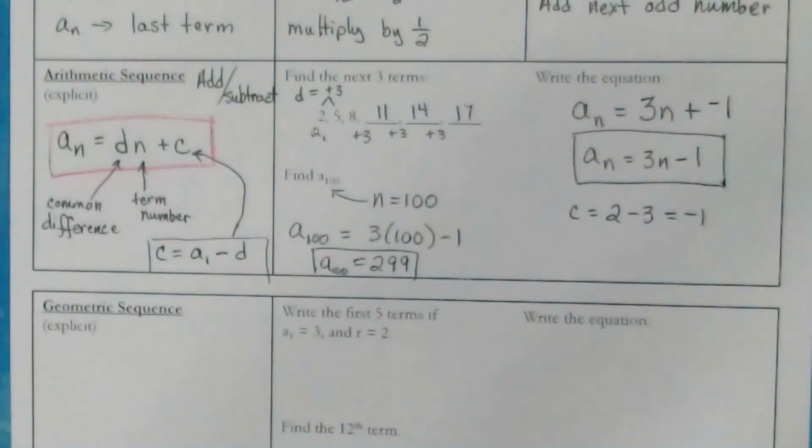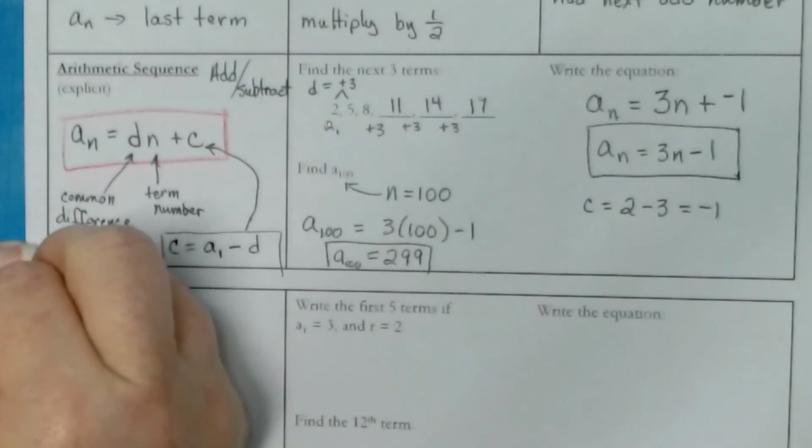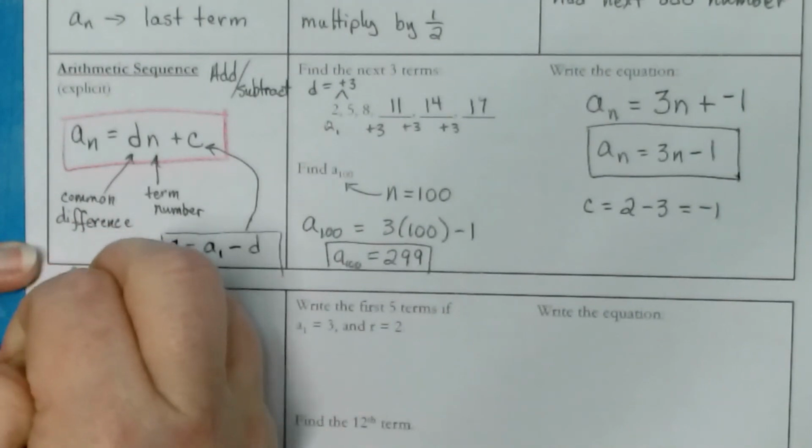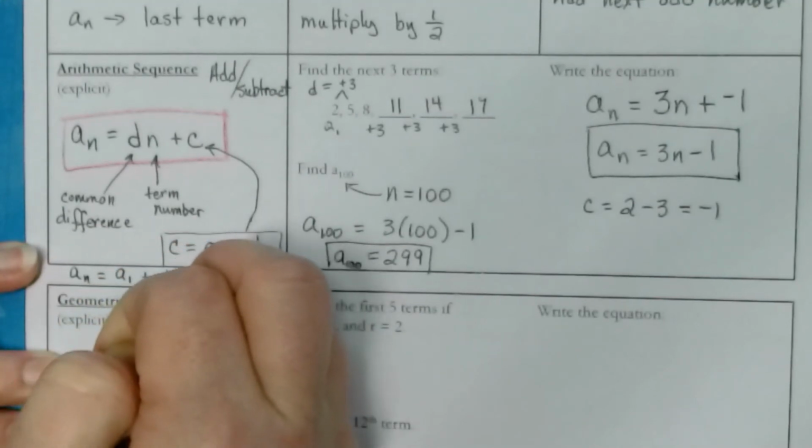A whole lot easier and faster than sitting here in my calculator going plus 3, plus 3, plus 3, plus 3, plus 3, and hoping that I have all 100 terms. And this is an arithmetic sequence. This is the general form of the equation for an arithmetic sequence. There is another form you may see for an arithmetic sequence. I'm going to write it right down here. It's a sub n equals a sub 1 plus d parentheses n minus 1.